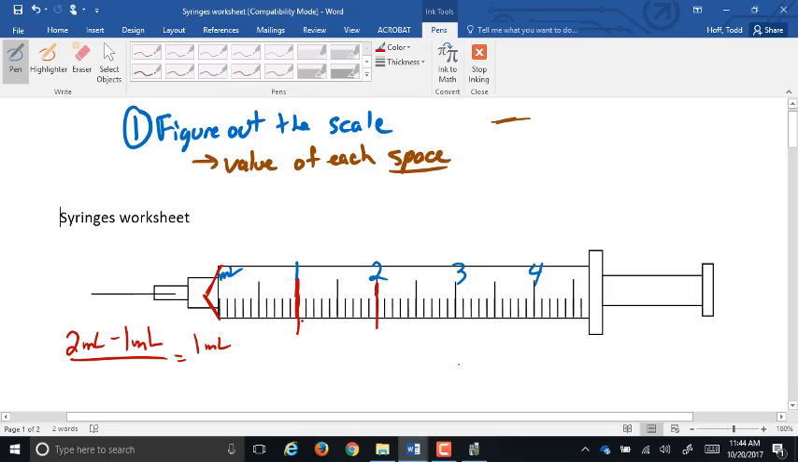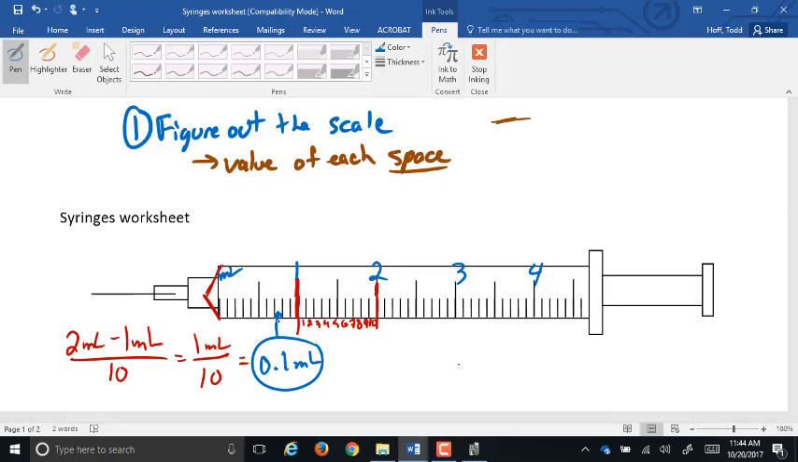How many spaces are there? 1, 2, 3, 4, 5, 6, 7, 8, 9, 10, correct? So that's divided by 10 spaces, 10 divisions. 1 milliliter divided by 10 is 0.1 milliliters. So each space, each division on this syringe is 1/10 of a milliliter, or 0.1 milliliters. You see how we found that?